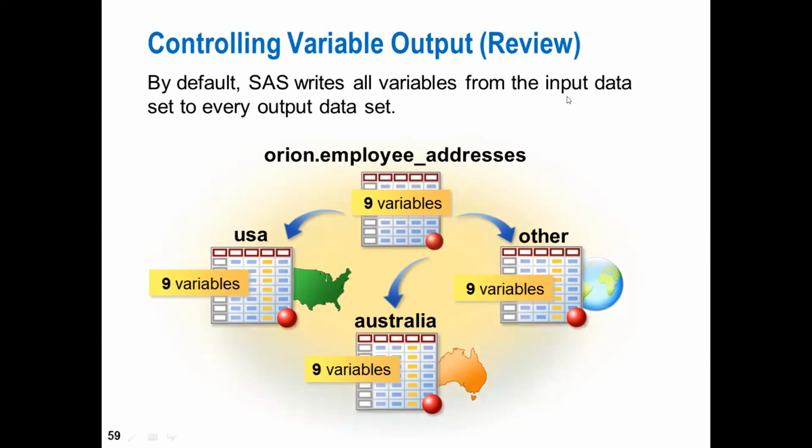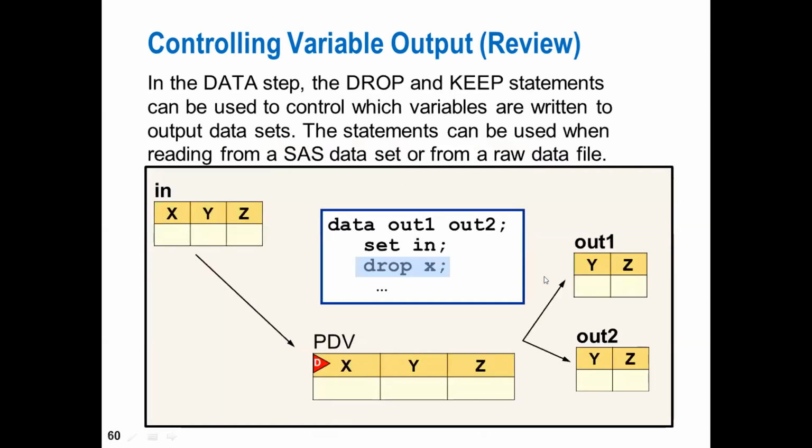So by default, that's what it's telling: SAS writes all variables from the input dataset to every output dataset. So this was our original result, where by default it's writing all the variables to the output datasets. Hence, the output datasets were earlier coming with all 3 datasets with 9 variables. So you are very much familiar with the drop statement. It's a review slide. So again, it's a review. So understand how it works.